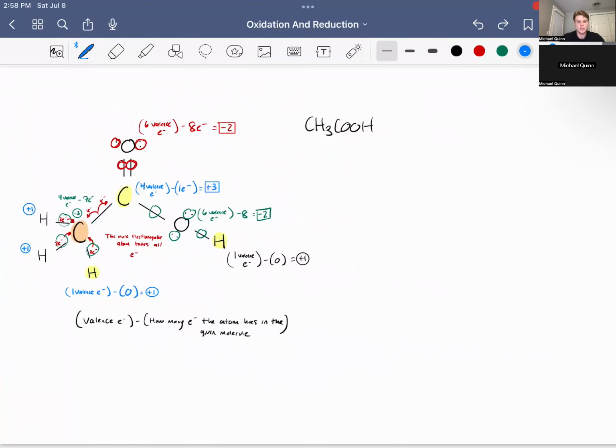So we should do that every time to check our work. And that is how you assign oxidation states using Lewis structures.